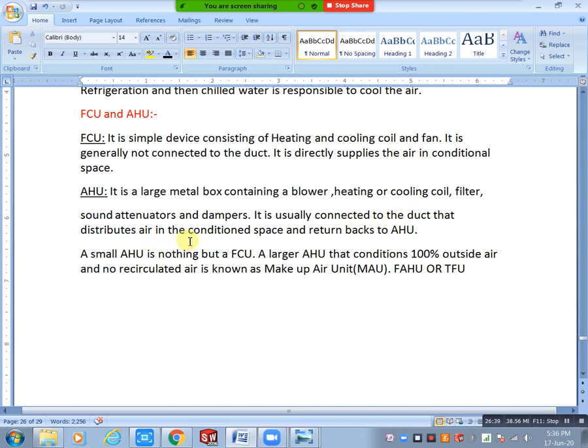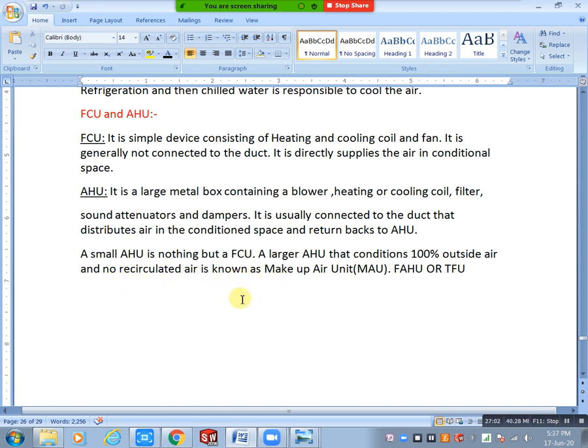A small AHU is nothing but an FCU. A larger AHU that conditions 100% outside air with no recirculated air is known as an MAU, makeup air unit. I will show one AHU box, and simply you will get all the information. For example, we can see our AHU.